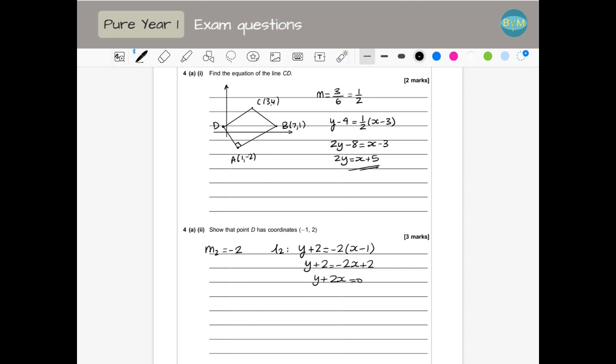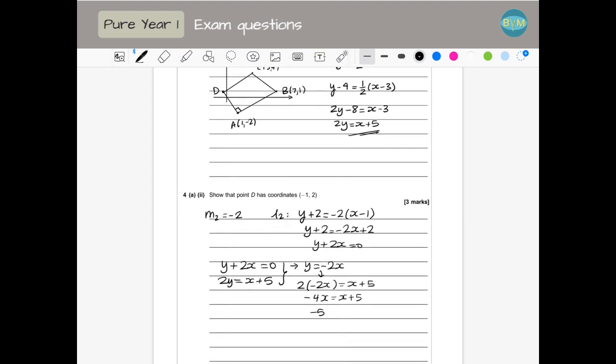So we have this line, and now the intersection between this line and the line that we wrote before, the 2y is x plus 5, is going to be D. And we just solve simultaneous equations. It's really up to you how you write them. So for example, from here, y is -2x, so I can substitute in the other one, and I have 2y is going to be x plus 5. So I have -4x is x plus 5, which means that -5x is 5, and x is -1.